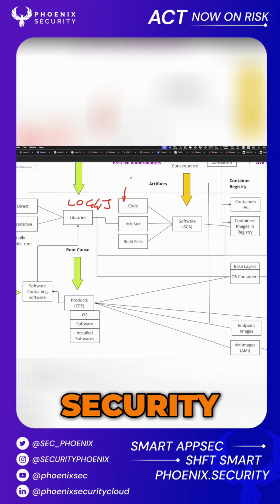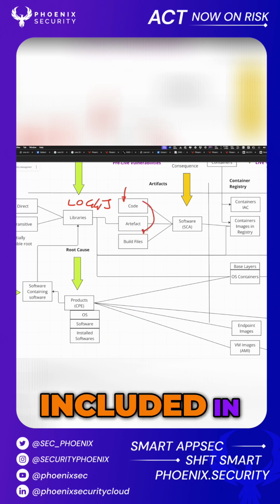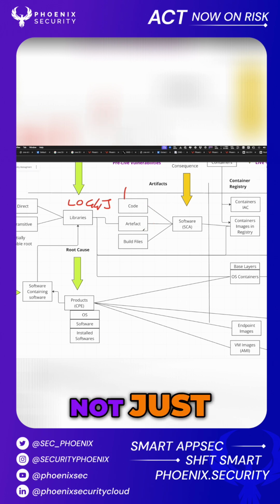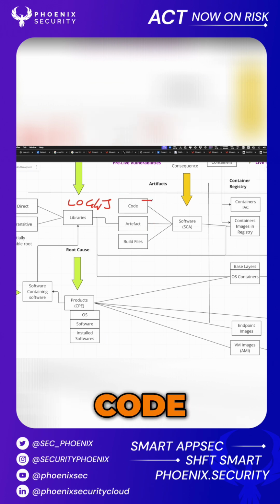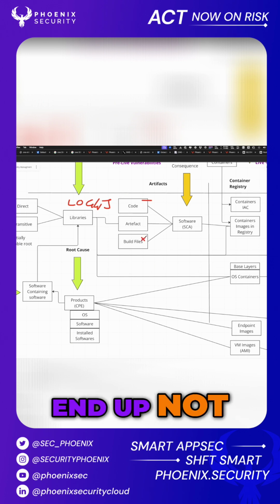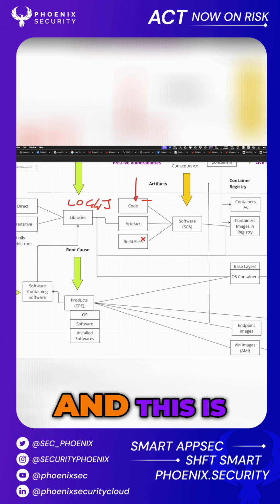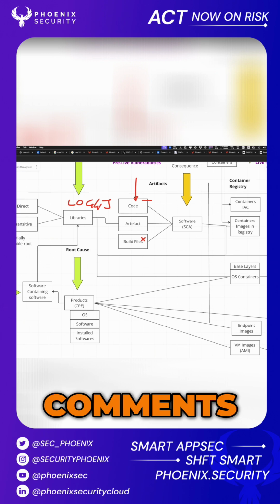in Phoenix Security with reachability analysis, so we know that this code is actually included in the build file and not just declared in the particular line of code, include log4j, but then nobody calls that particular function, and hence the build file ends up not having log4j. So if you scan the code in itself, and this is a concept called reachability analysis, we have another video that I'm going to post in the comments.